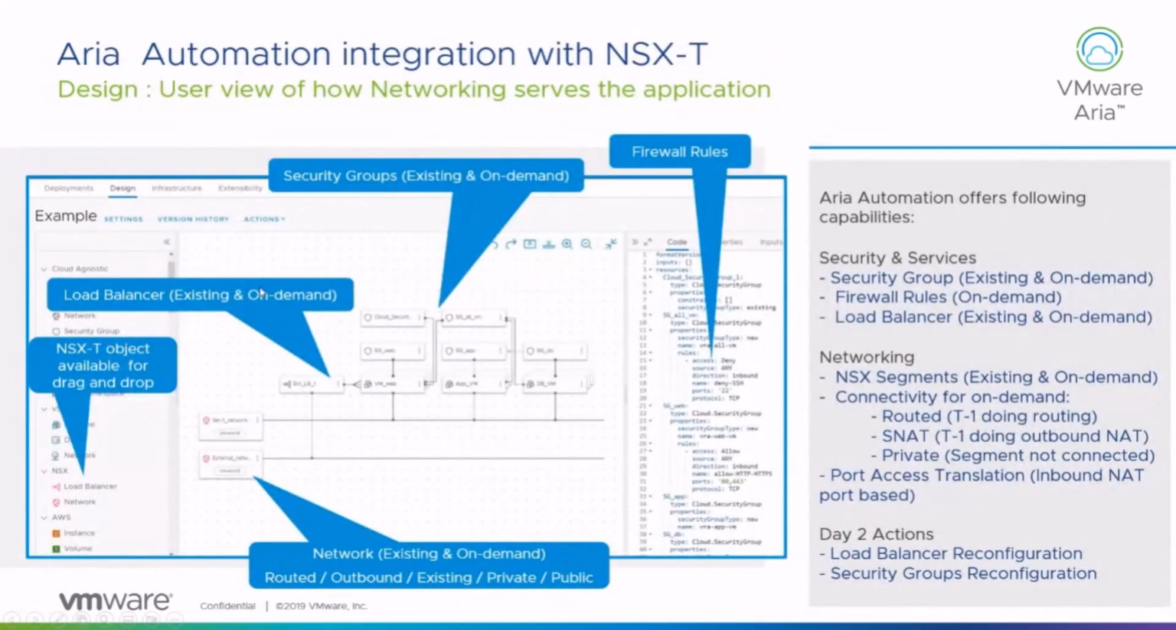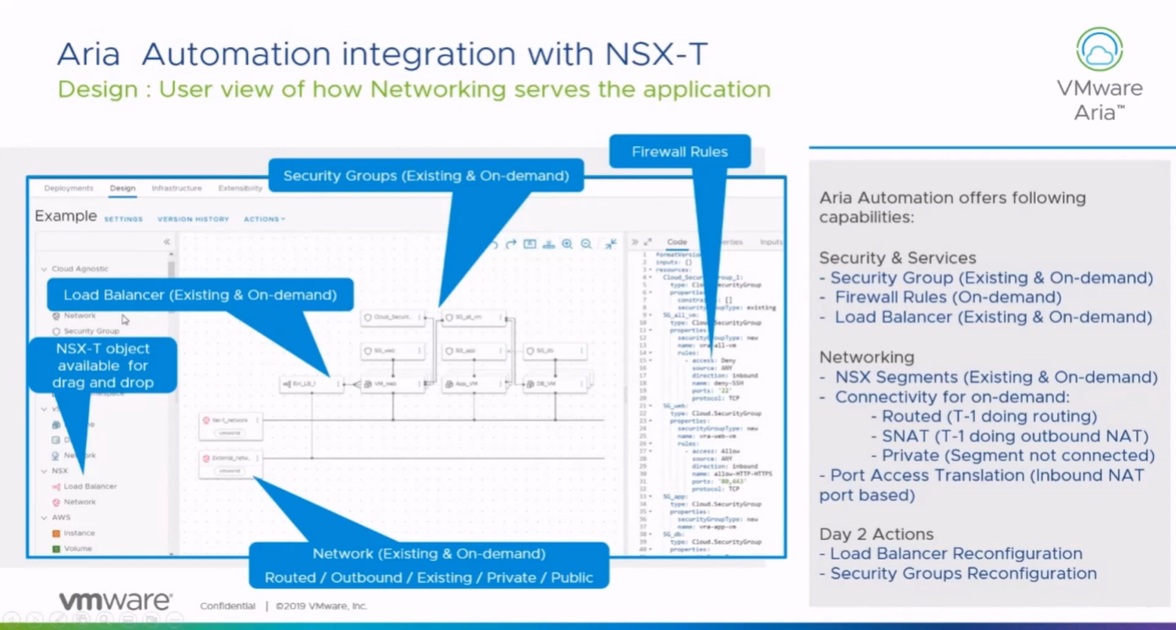If we give you just a user view of how networking serves the application, I know this is a little bit of a busy screen, but Aria Automation offers a lot of different capabilities when it comes to security and services. We can create security groups. These security groups can be existing ones created by your security officers, if you operate that way, or they can be created on demand when the application is created and deleted when the application is deleted. Then firewall rules, on-demand firewall rules.